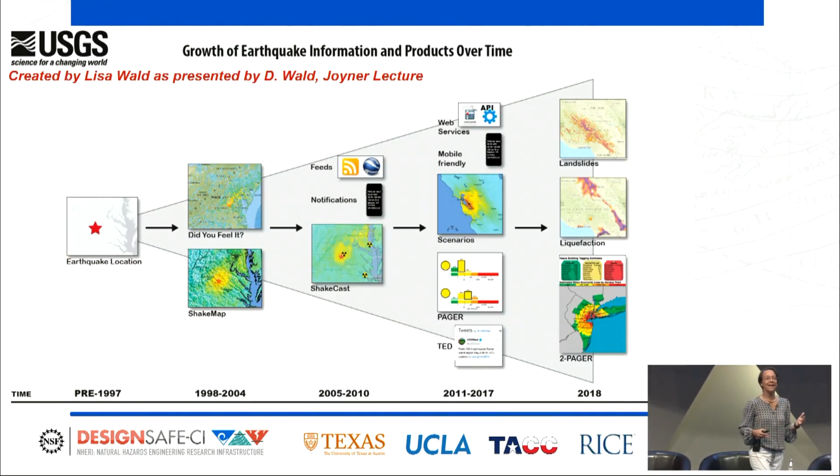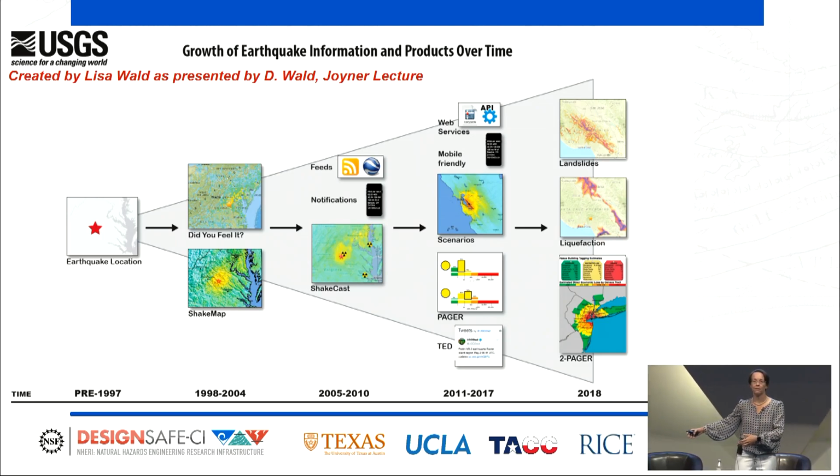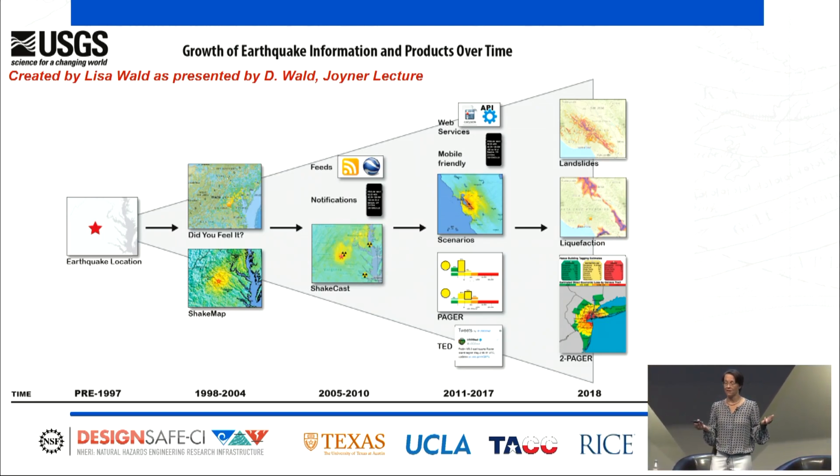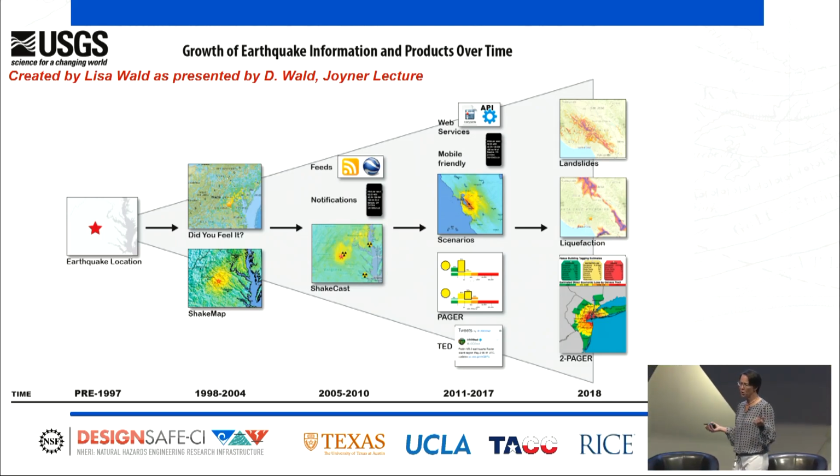So, how did we get from there to here? And I stole this from Dave Wald, his Joyner lecture earlier this year. If we think in the early 90s, all we knew was location. And then we evolved to know what the ground shaking levels were in the early 2000s. So we got a quick ShakeMap. Still didn't really know the impacts. Then later in that decade, we were actually pushing data for ShakeCast. And then PAGER came on to the field in 2011 to 2017. And now today we're looking at ground failure effects as well.